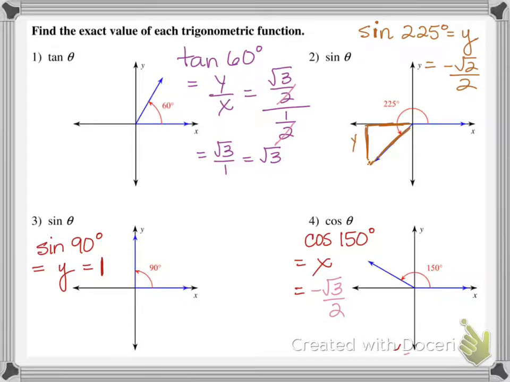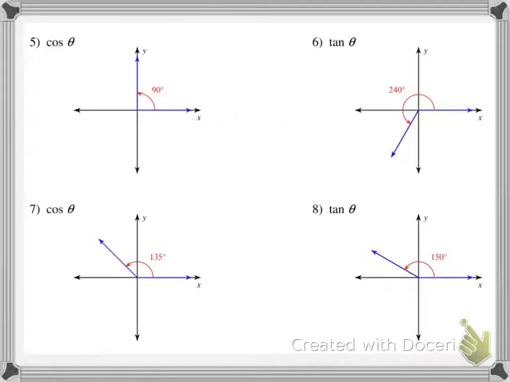Let's go to number 5. Now we're being asked to find cosine of 90. So I'm going to put these answers in because I think you guys are getting the gist of it.